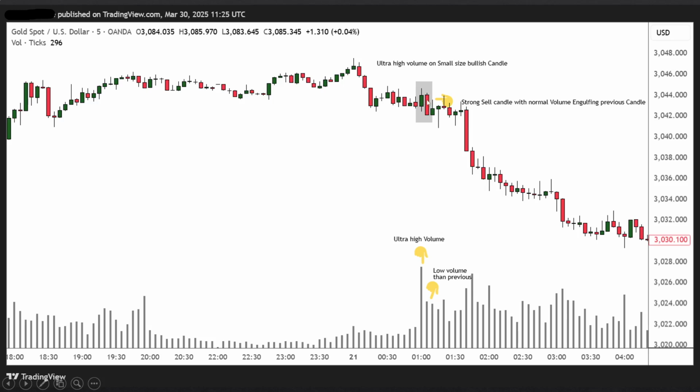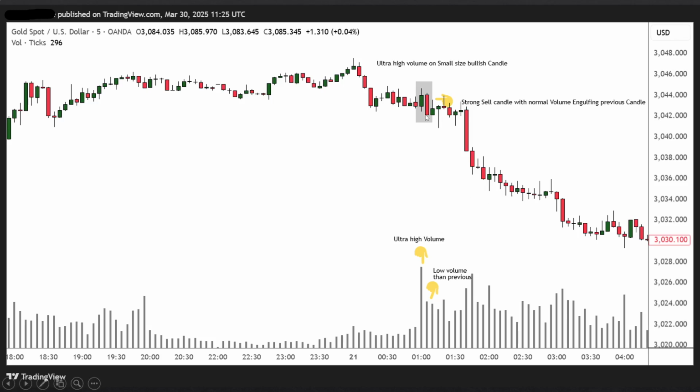And you see a sell candle engulfing that buy candle, and the sell candle has a lower volume. This is very important. The sell candle has half of the previous volume. The buy candle has an ultra high volume, and the size of the buy candle is very small, not a big buy candle. And the size of the sell candle is very large, engulfing the buy candle with normal volume. Now it is a sign of sell. You have to sell it, place stop loss above, and you can get 1:3, 1:4, 1:5 risk reward on this trade.